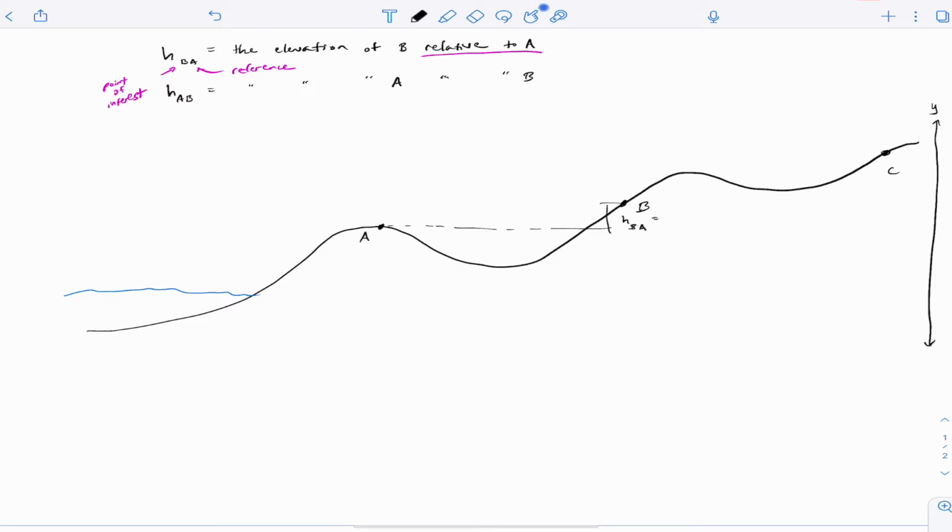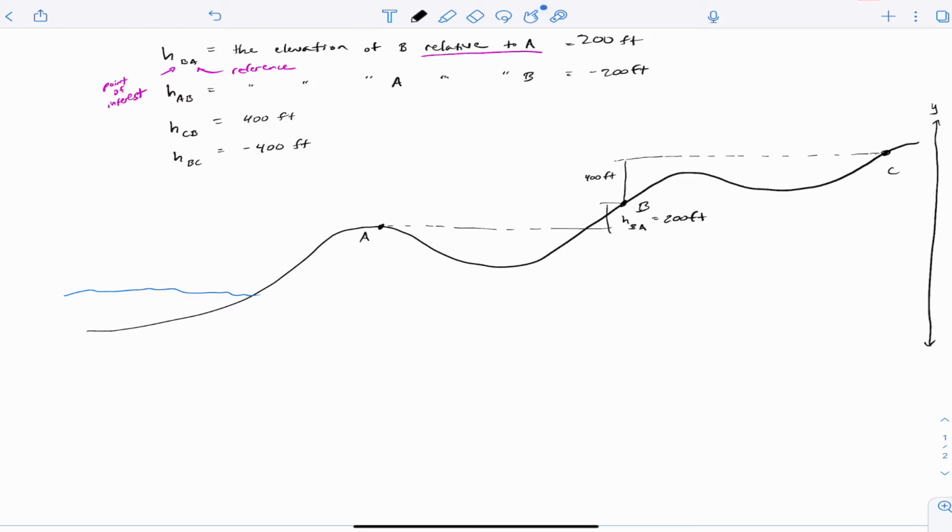And I could say, for example, the HBA is 200 feet. And then if I told you that the elevation of C relative to B is 400 feet, well then we could write here that HCB is 400 feet and HBC is negative 400 feet. And I didn't write it in, but we would say here, well, okay, HBA is 200 feet and HAB is negative 200 feet, right? Because A is 200 feet lower than B, so its height relative to B is negative 200 feet.